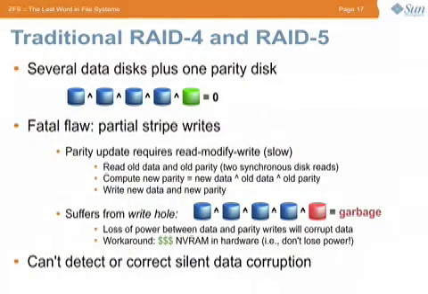Idea modulo the rotating location for the parity. But the basic idea is you have some amount of data striped across some disks and some data on a parity disk. When you XOR it all equals 0, or another way of thinking about it is you XOR the data together, you get the parity.